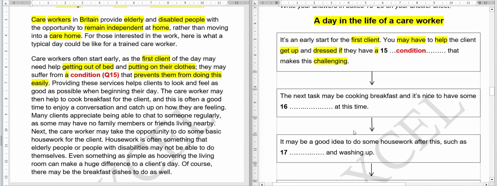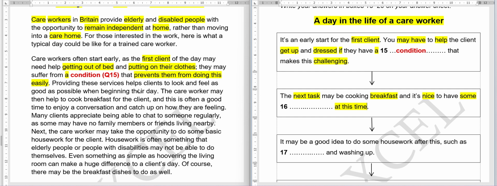Moving on to the next question, 16th. The next task may be cooking breakfast, and it's nice to have some dash at this time. So now you have to cook breakfast and it's nice to have some. So basically, while cooking breakfast or while serving them breakfast, whatever the time is, it's nice to have something. All right, some, let's see what it is nice to have.